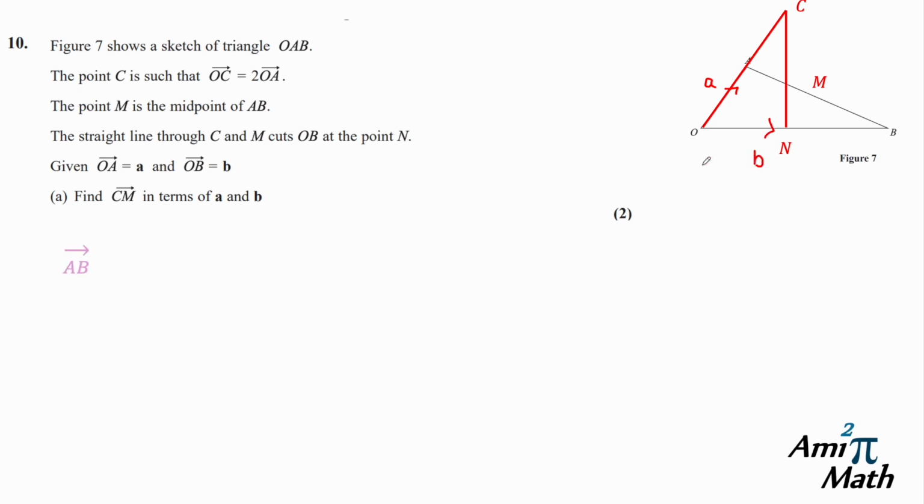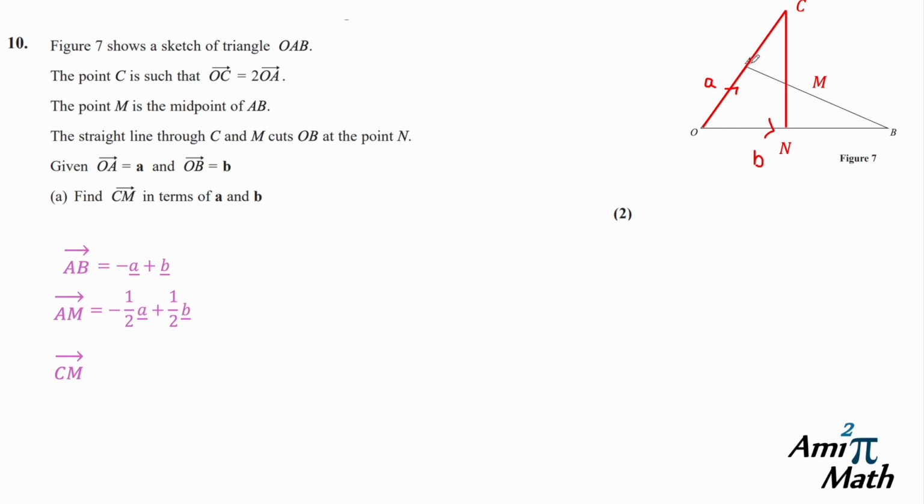So first let's work out AB. A to B is just going to be minus A plus B. And then we can work out A to M. A to M is just the midpoint of AB from here, so we can just do minus half A plus half B. And then to work out CM, the best logical thing to do would be go from C to A to M, because we know what A to M is.